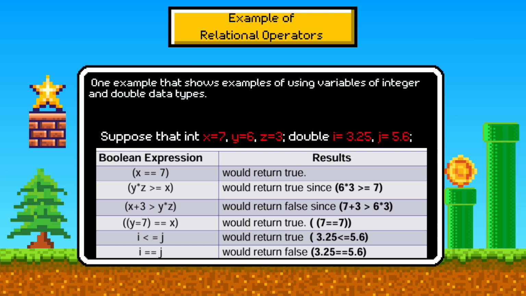The next Boolean expression is i less than or equal to j. It would return true, as 3.25 is less than or equal to 5.6. And the last Boolean expression example is i equal to j, which would return false, since 3.25 is not equal to 5.6.